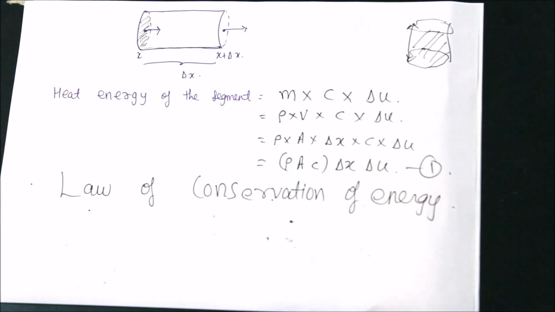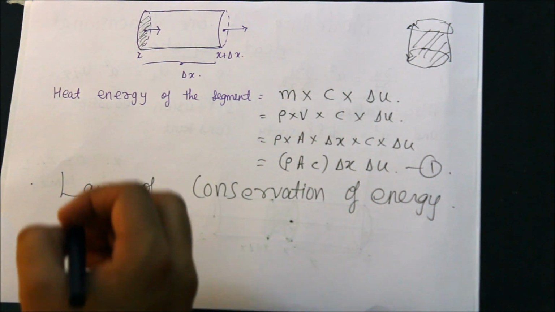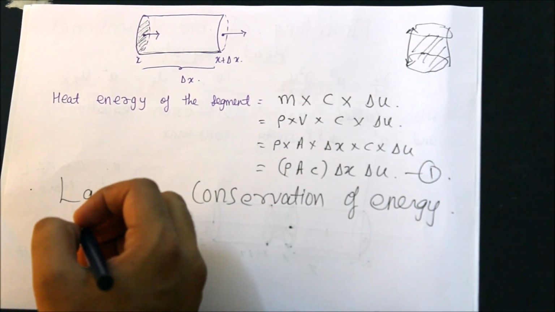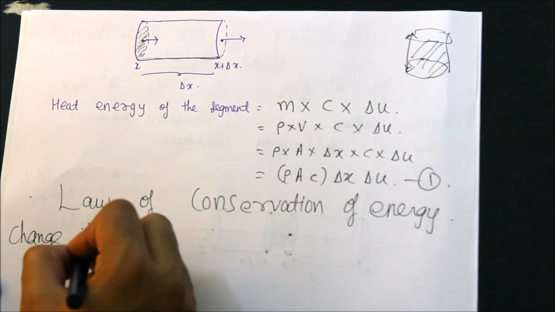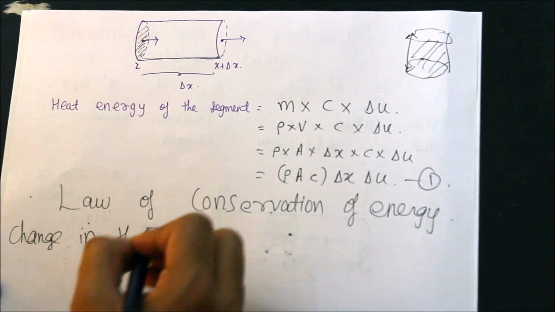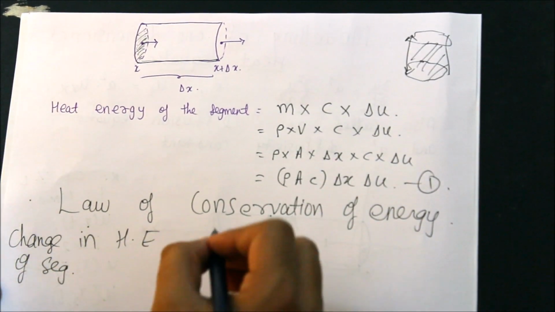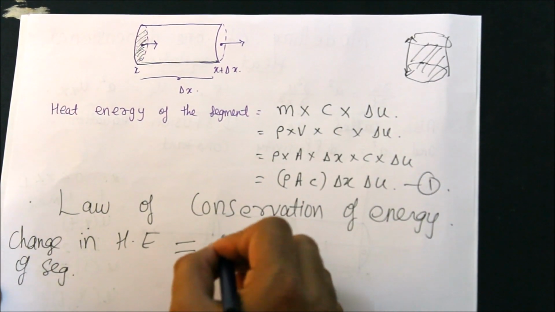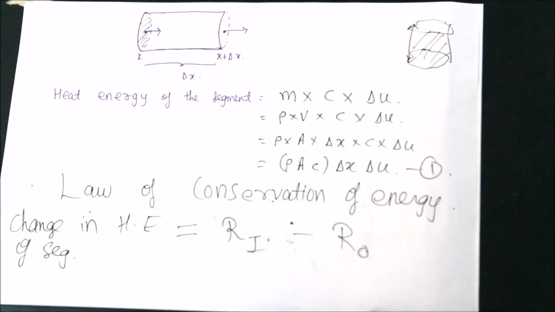What does this say? It says that the change in energy of the segment is equal to... okay, let me write it down. The change in heat energy of the segment over the change in time t is equal to the rate at which the heat comes in minus the rate at which the heat goes out.